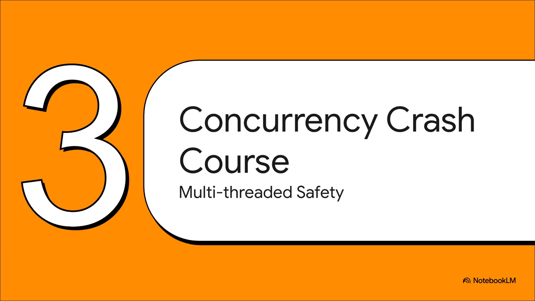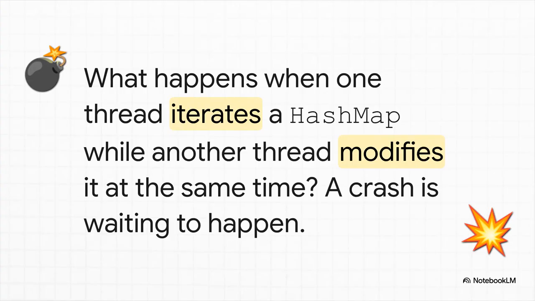In almost any modern application, you've got multiple things happening at once, multiple threads all trying to access the same data. And if you're not careful, your simple collection can become a ticking time bomb. Check out this classic scenario. We've got a regular old hash map to store player scores.